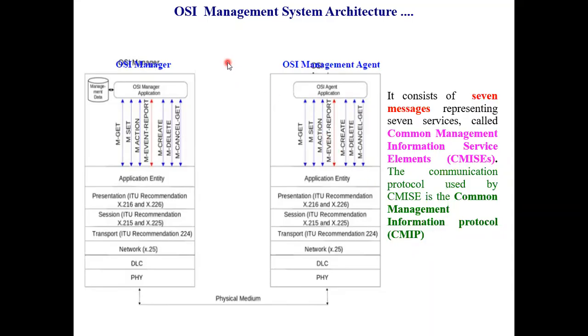Okay, so the OSI architecture has a manager and an agent. There are 7 services which are exchanged between the manager and the agent. Those 7 services are called the Common Management Information Service Elements, and the communication protocol used by CMISE, please remember, is called CMIP, that is the Common Management Information Protocol.